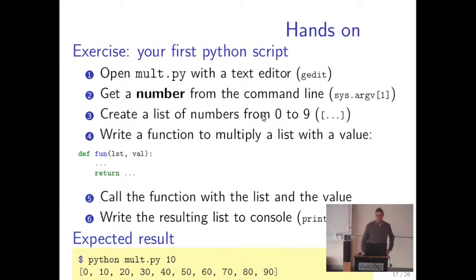You should create a list of numbers from 0 to 9 using the brackets. You should write a function that takes a list and a value, does something, and returns the elements of the list multiplied, each of the elements of the list multiplied with the value. You will call this function, and you will print the result. And the expected result is, so when you call python mod.py with 10, you will get the values from 0 to 9 multiplied by 10.